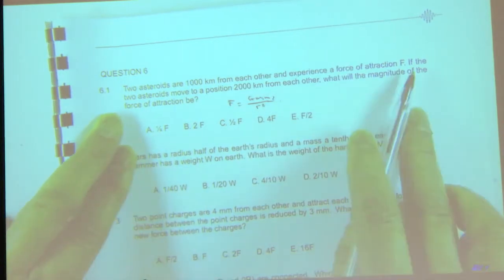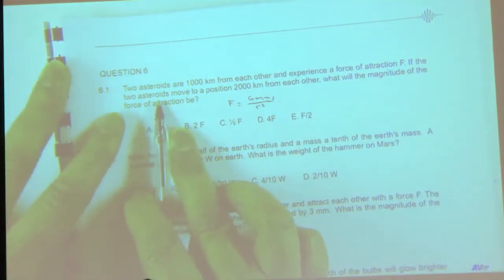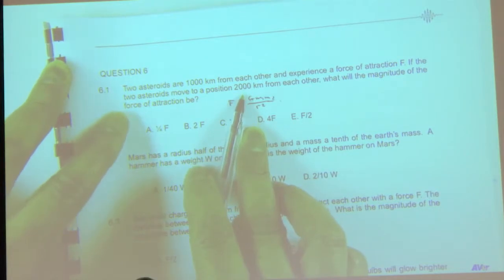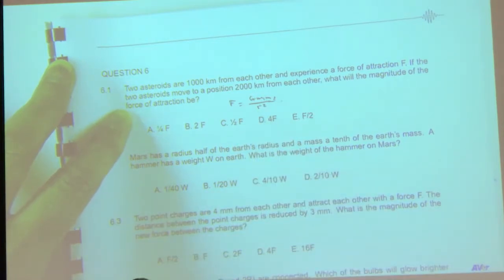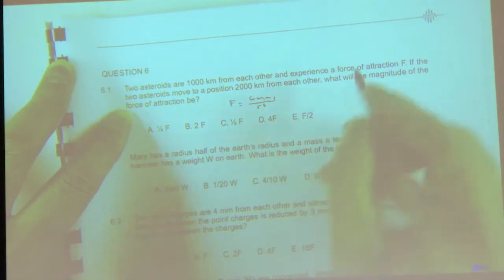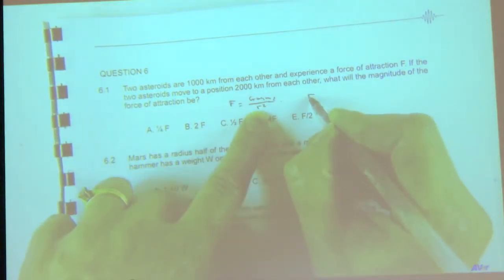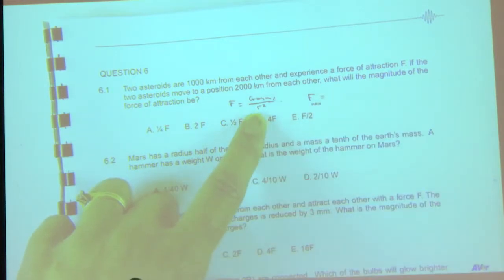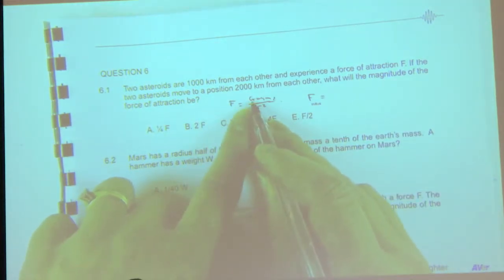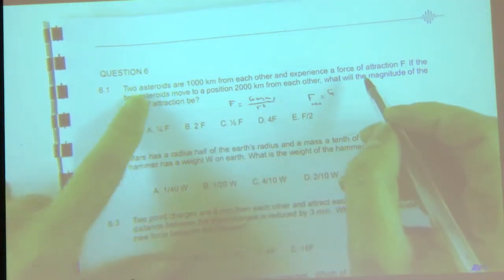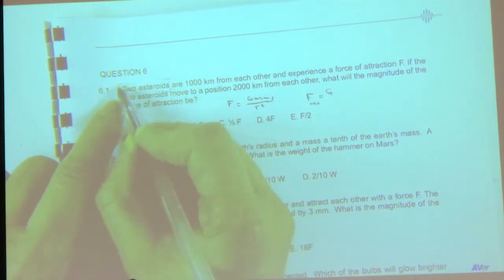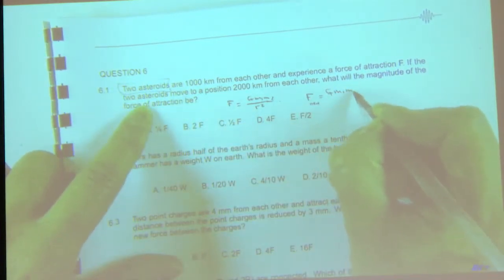Okay, and now they say if the 2 asteroids move to a position 2,000 kilometers. Now, I did not put the 1,000 in there, right? I just want to look at what's happening to it. So don't put numbers in there. Just put the R in there and say, okay, how's it going? Now we have a new F. What changed? Did the constant change? No. Constant's the same. Did the mass change? No. It's still the same 2 asteroids, so M1 and M2, same as before.